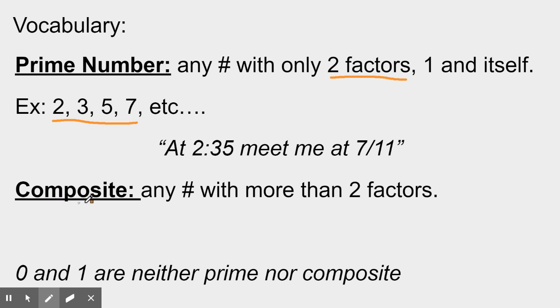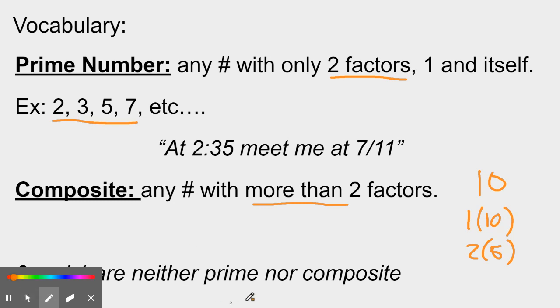A composite number is any number with more than two factors. So an example of a composite number could be 10. So I know I can multiply 1 times 10 or 2 times 5 to give me 10. So since I have more than two factors, that is why 10 is composite.